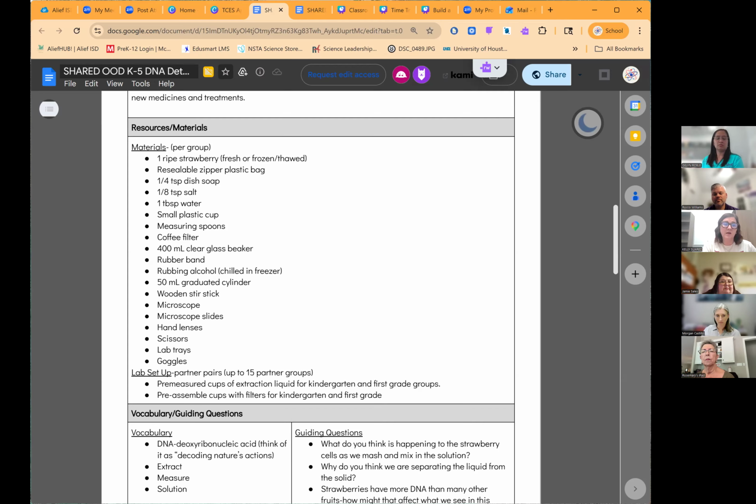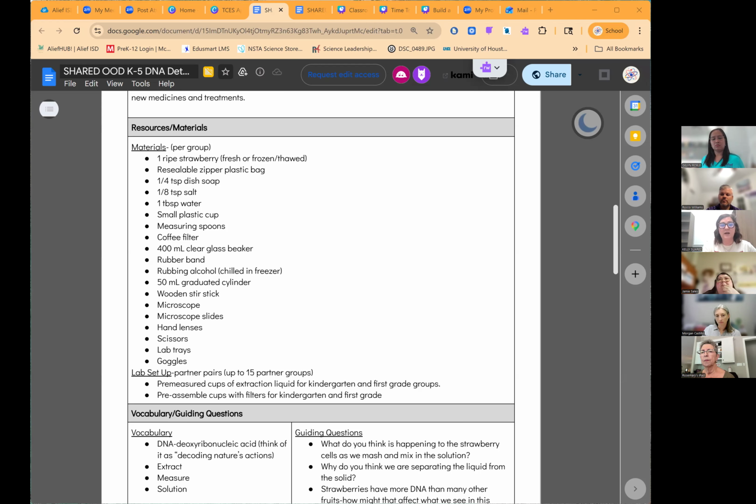You just need a little bit of that. And you need some pipettes, some hand lenses. Popsicle sticks work great to stir with and to pull out the DNA. But this one's quite fun. I would work in pairs. So one strawberry per pair of students, possibly three, but pairs works really great for this one.